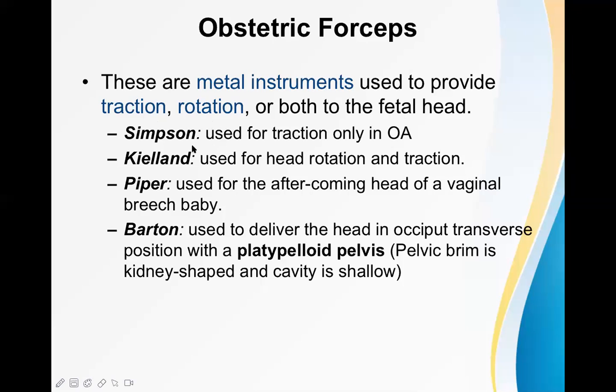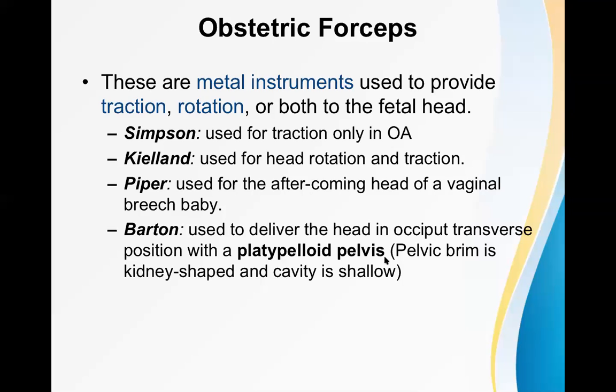There are different types of obstetric forceps available. They are called Simpson forceps, Kielland forceps, Piper forceps, and Barton forceps. Simpson is used for traction only in occipito-anterior position, not in other types. OA means occipito-anterior. Kielland is used for head rotation and traction. Piper is used for the aftercoming head of a vaginal breech baby. That's what I talked about just now. It is used in breech delivery, but not for the delivery of the buttock or the body, only for the aftercoming head. And Barton is used to deliver the head even in occiput transverse position with a platypelloid pelvis.